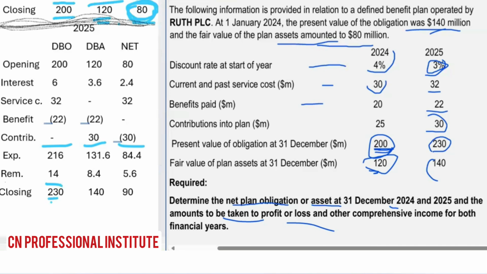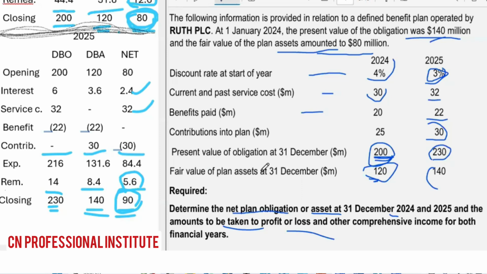So these are the closing figures. If you are preparing your extract, we record interest expense of 2.4, then service cost of 32 in the statement of profit or loss. In OCI, we record 5.6 as a remeasurement loss, and in the financial position we record 90 as the defined benefit obligation liability. So that's it with this question.